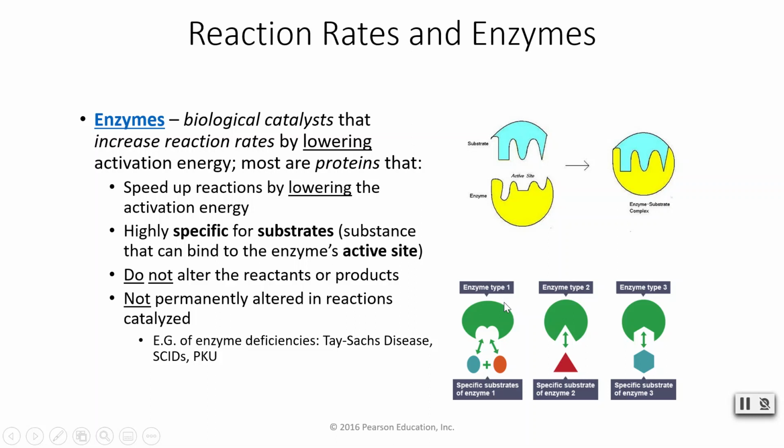Enzyme 1 has a particular shape that will bind with substrate 1. Enzyme 2 is complementary in shape to substrate 2. Enzyme 3 is complementary in shape to substrate 3. So this is what we mean by enzymes being specific. They're picky. Enzyme 3 is not going to bind to substrate 1. The shapes have to be complementary.